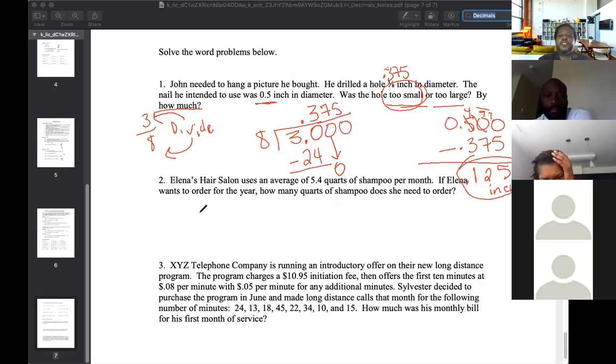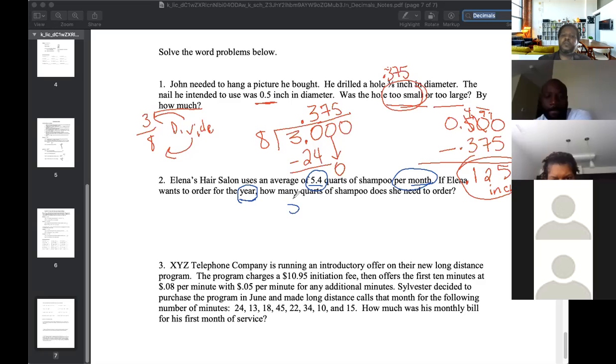So Elena's hair salon uses an average of 5.4 quarts of shampoo per month. If Elena wants to order for the year, how many quarts of shampoo does she need to order? So is this question asking us to add, subtract, multiply, or divide? Multiply. 5.4 times the year. Okay, how many months are in a year? 12. So that means we're going to take the 5.4 quarts of shampoo that she orders per month, right? And multiply it by the 12 months in a year.